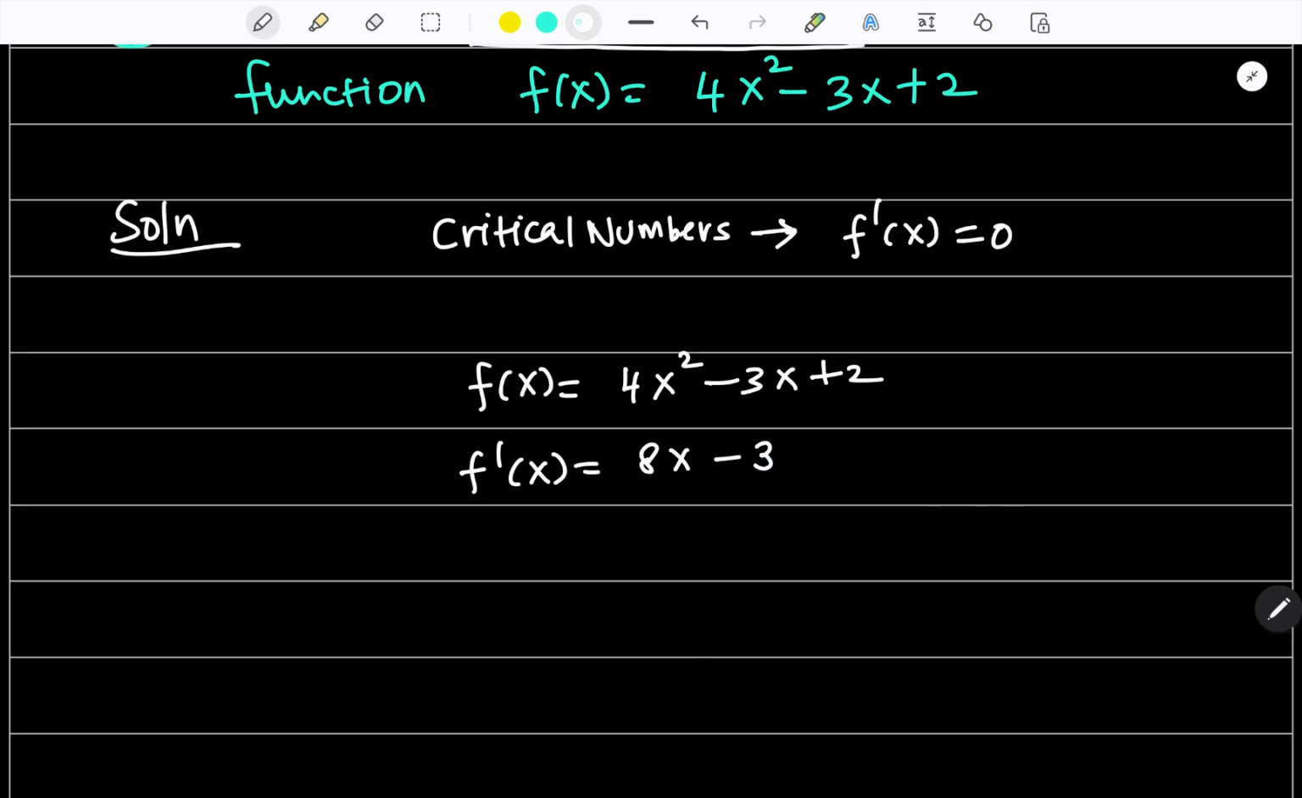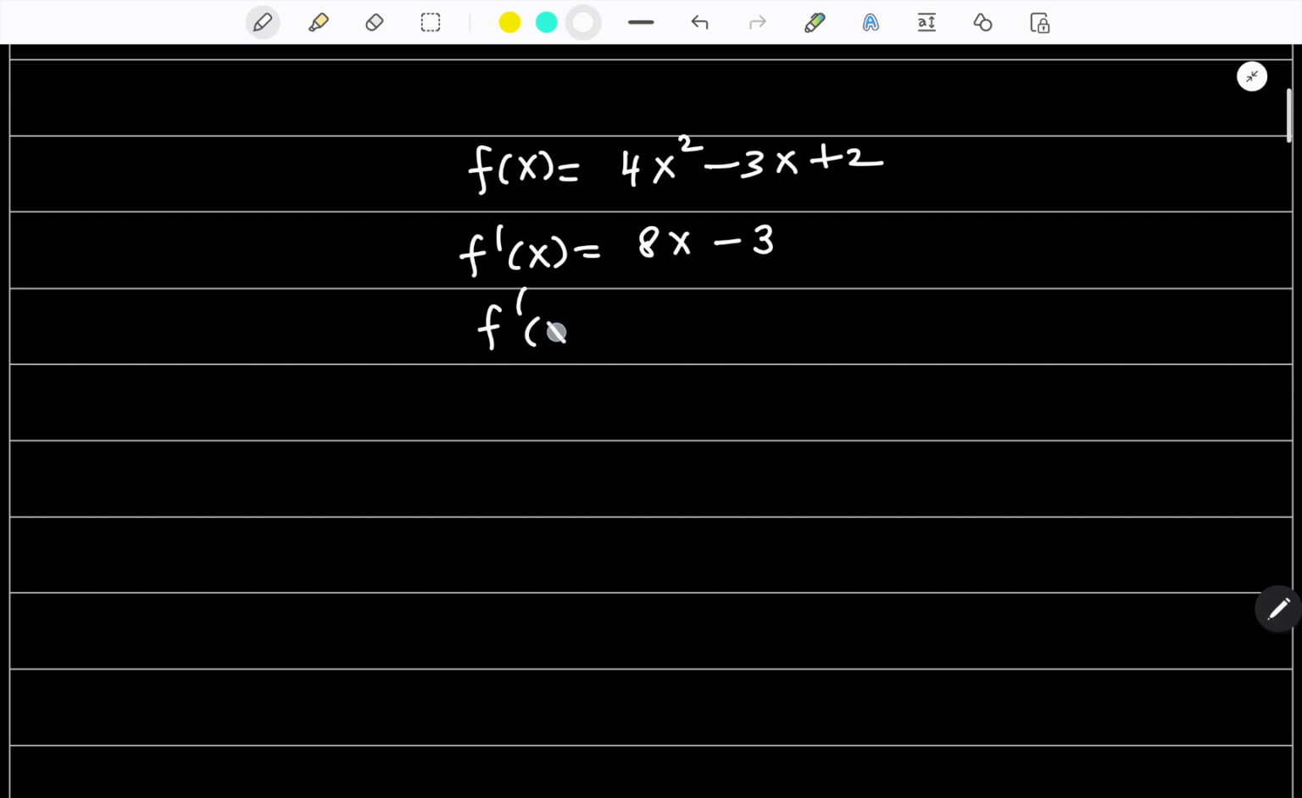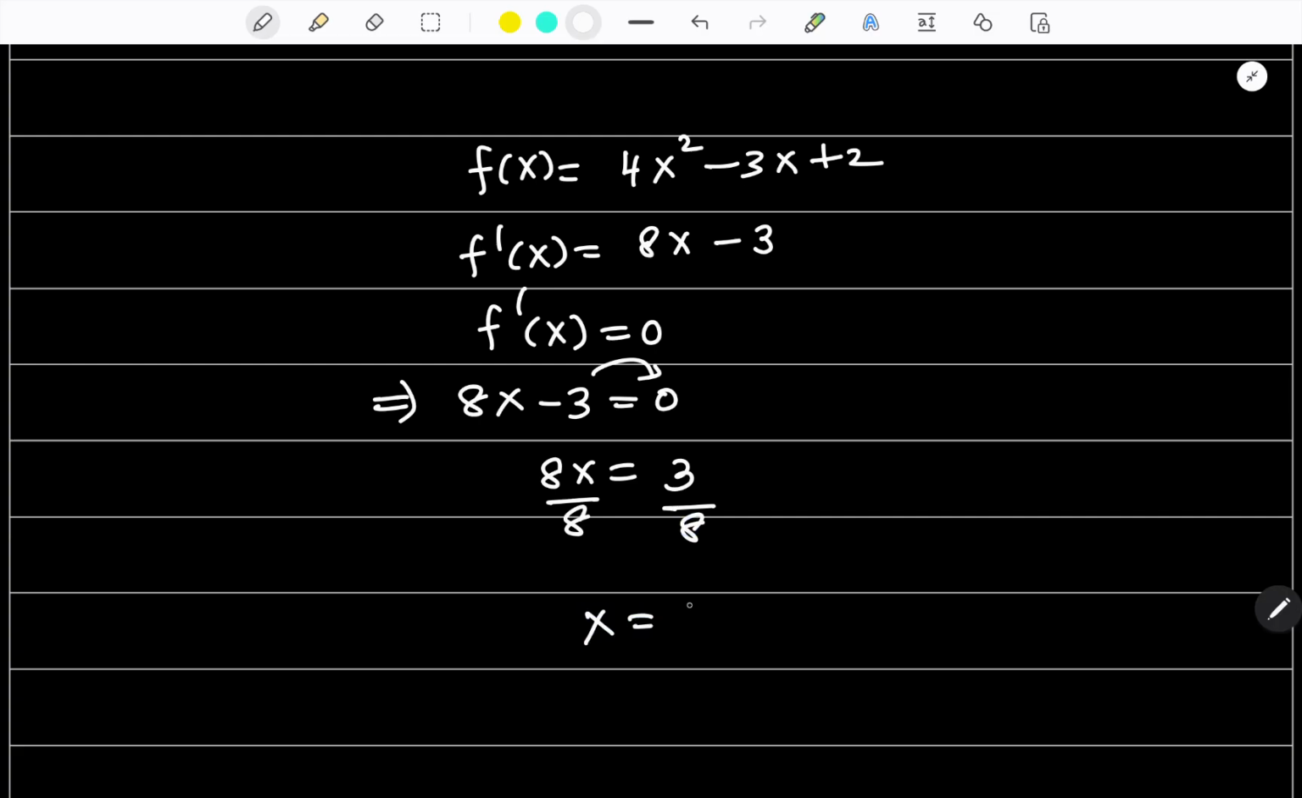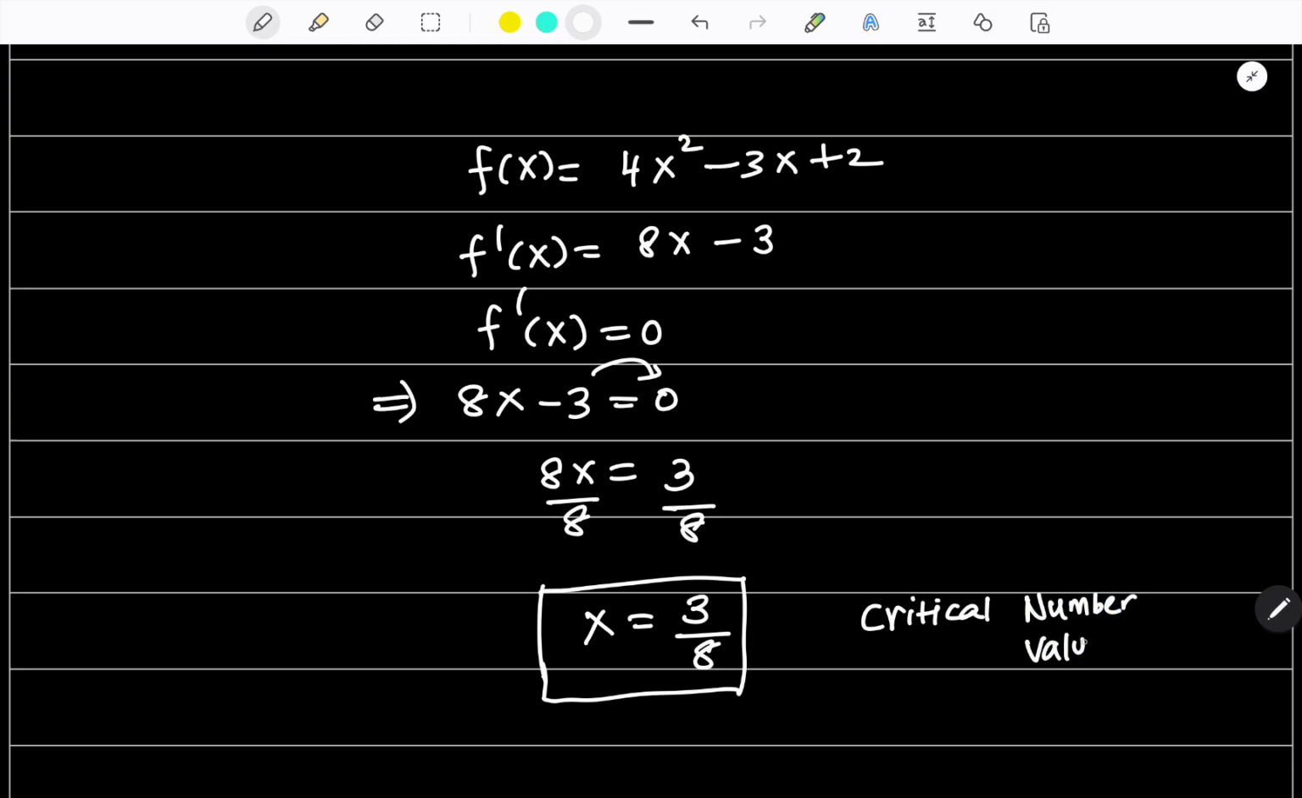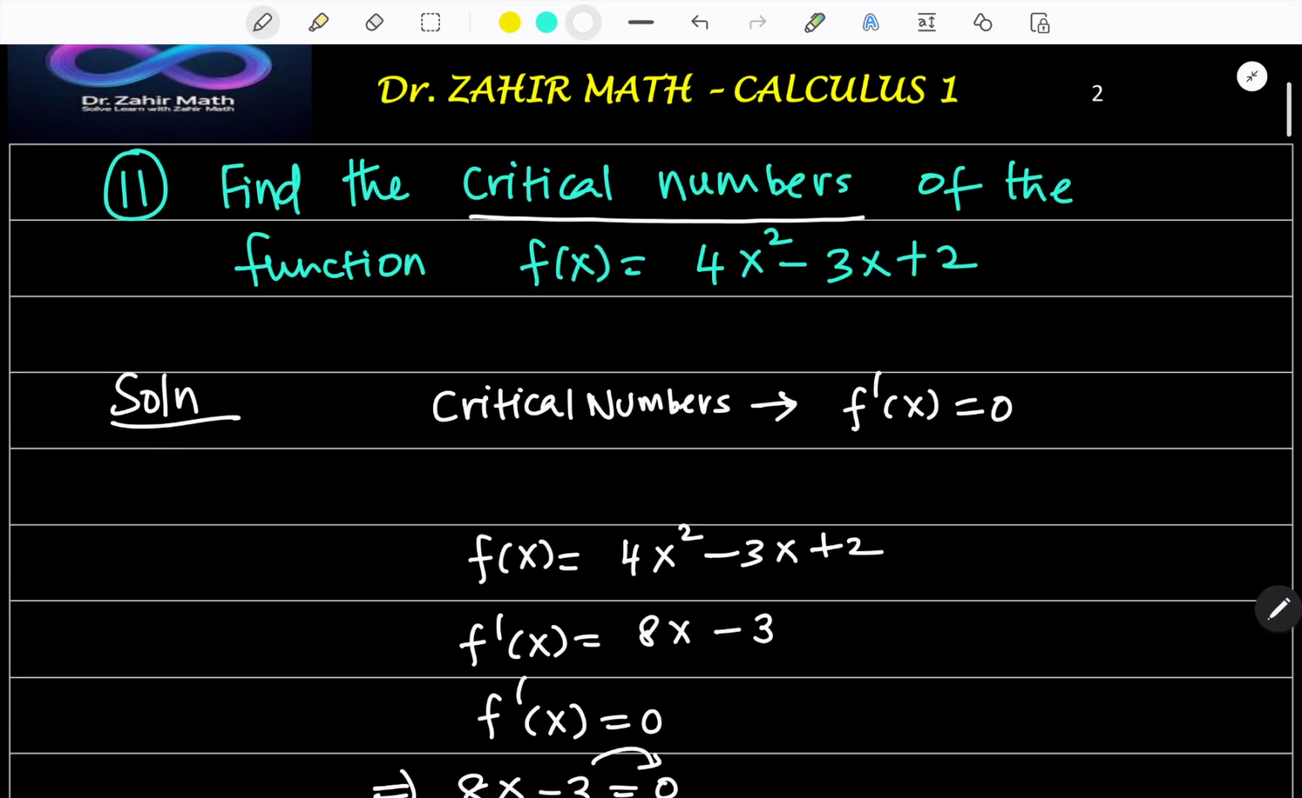So now f dash of x is equal to 0, which implies 8x minus 3 equals 0. So 8x equals 3. Divide by 8, x equals 3 over 8. This is called a critical number, critical value, or critical point. This question is not related to extrema. The question is just find critical numbers.